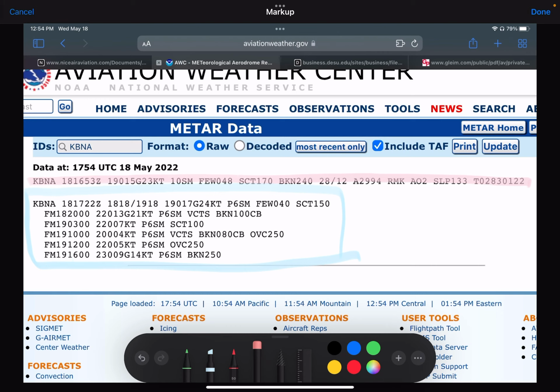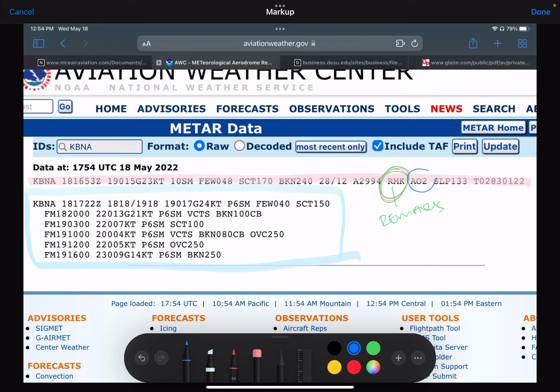And then the next part, we've got our temperature in Celsius. So it's 28 degrees Celsius outside. Dew point's 12. Altimeter setting is 29.94. And then we have a remarks section. Most big airports have these remarks, and it just gives us extra information.